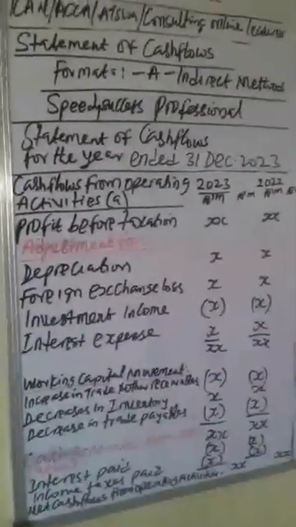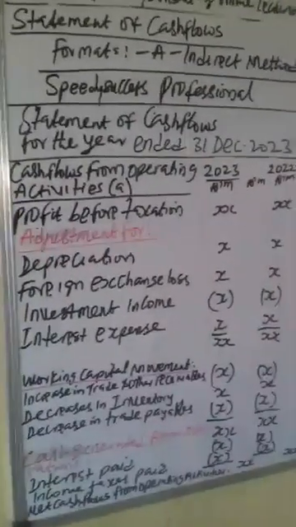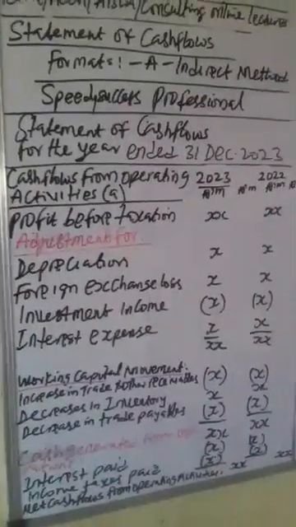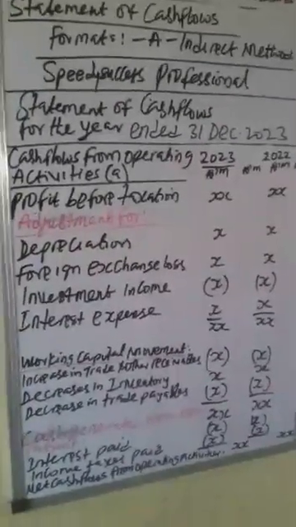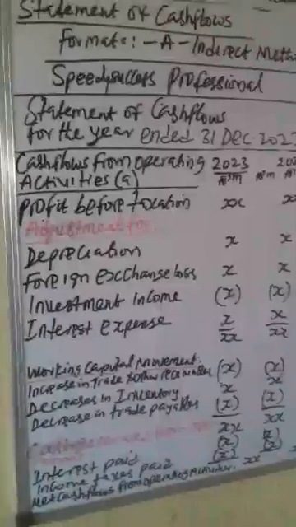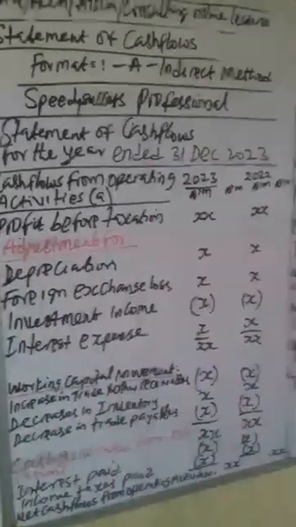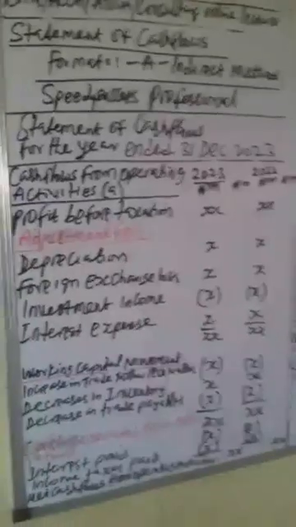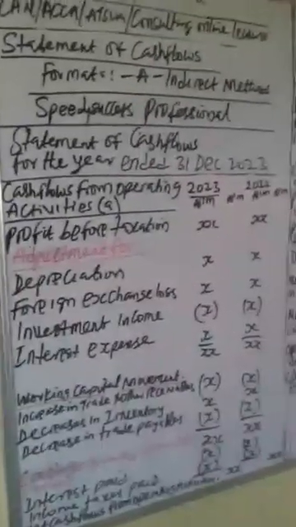Let's look at the indirect method. The heading is Speedysuccess Professional, statement of cash flow for the year ended 31st December 2023. I have my formats. Now, the way I did this format is for practical purposes. So many people have sent messages to me before, saying, please, I want you to teach me how to prepare final accounts. So I'm starting with this one.